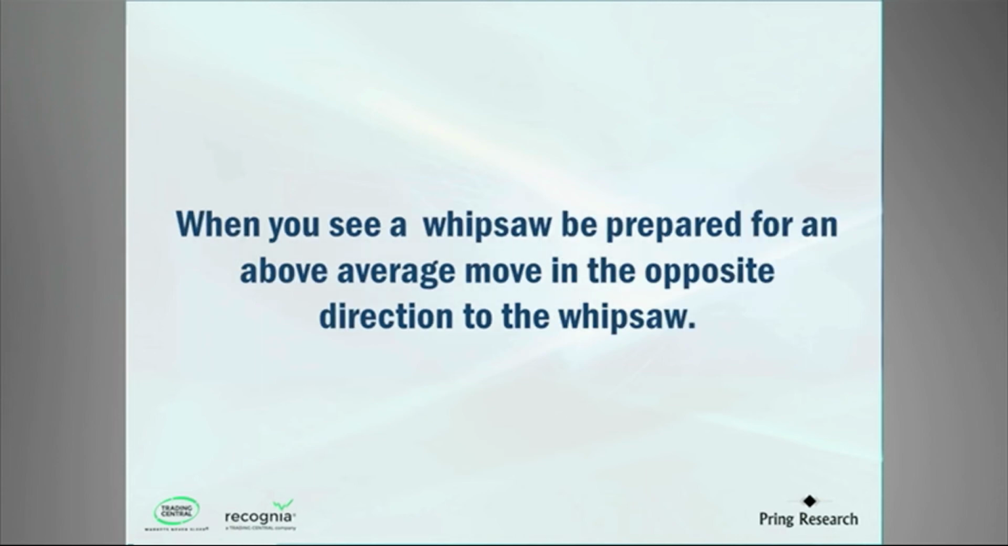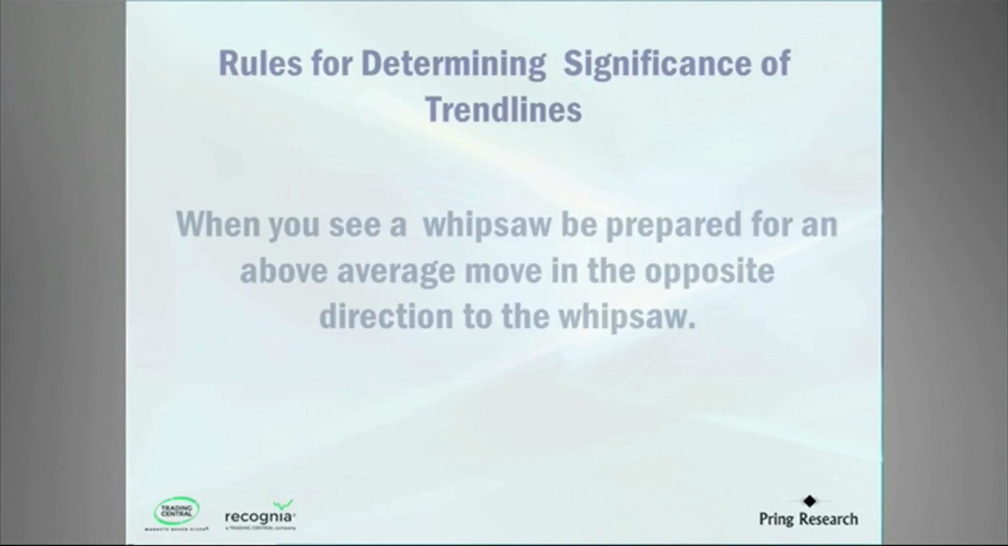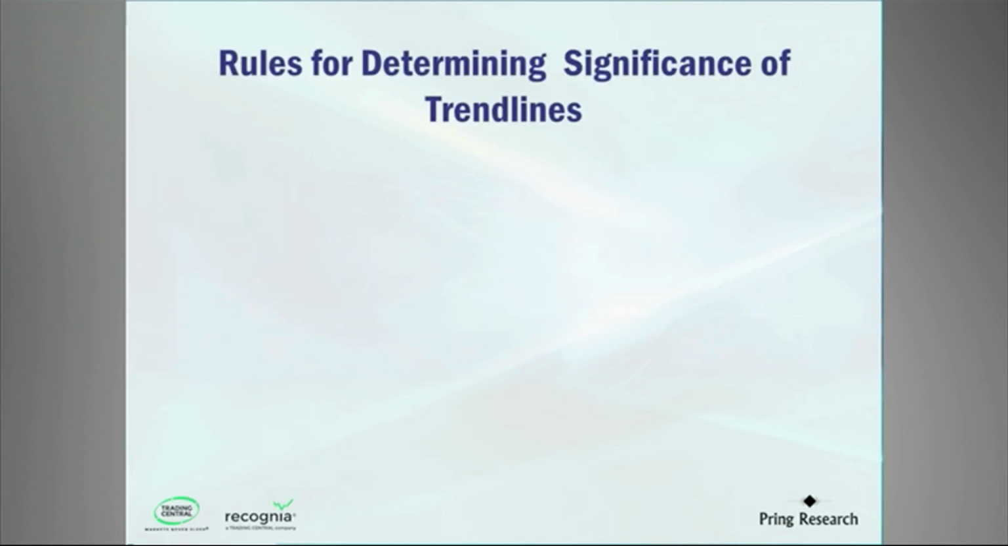One other rule I have is that whenever you see a false or misleading signal, namely a whipsaw, be prepared for an above average move in the opposite direction to the whipsaw. Just remember, if you can get on the right side of a whipsaw, you're probably being presented with a great trading opportunity. The significance of a trend line depends on 3 factors.